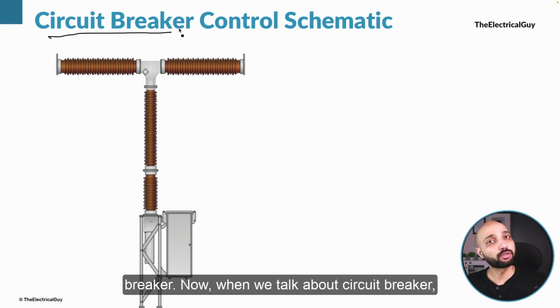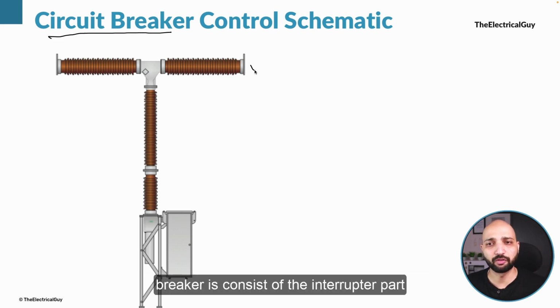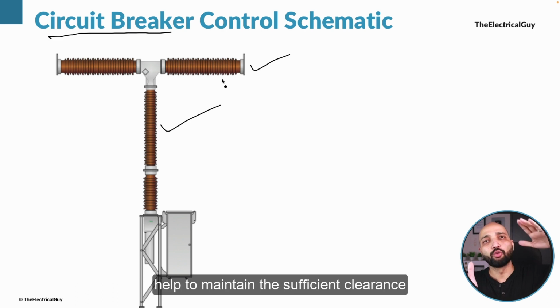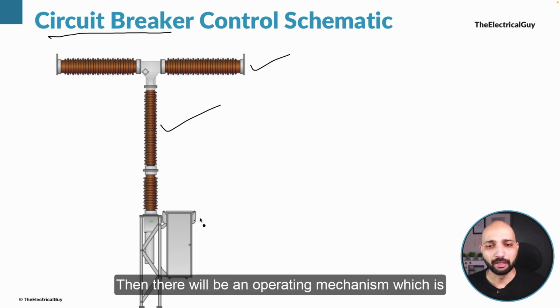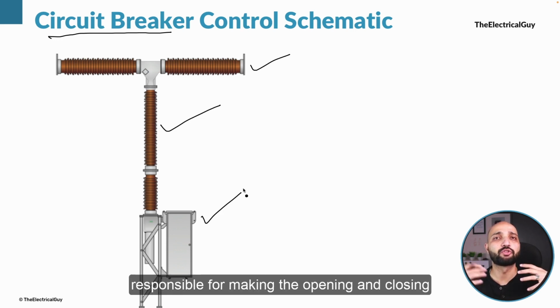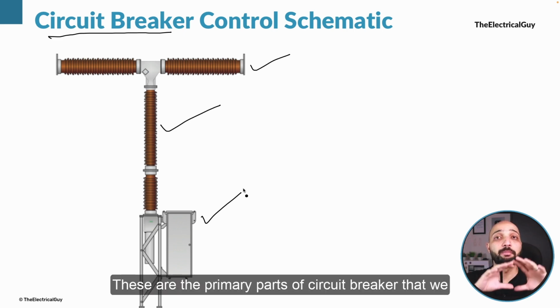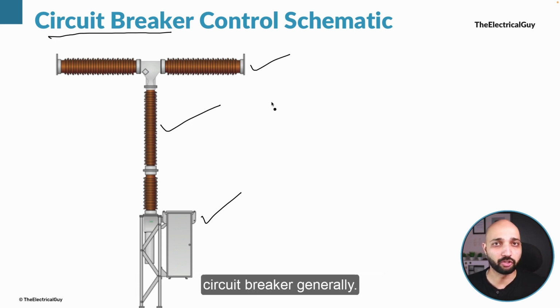Now, when we talk about circuit breaker, what majorly comes into your mind is that circuit breaker consists of the interrupter part, which you can see on the top portion. Then it will have a supporting insulator, which will help to maintain the sufficient clearance of the live part and the ground. Then there will be an operating mechanism, which is responsible for making the opening and closing operation possible. This is the brief idea. These are the primary parts of circuit breaker that we generally talk about.